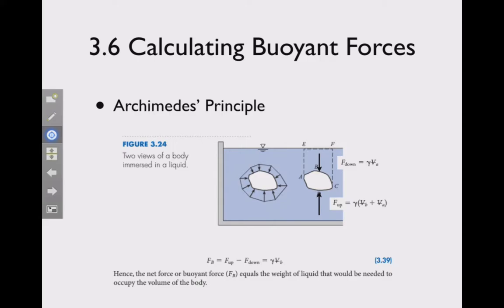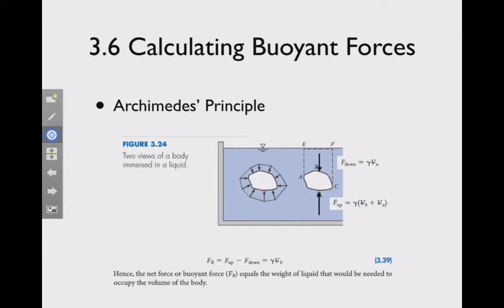So let's take a look at this. Here's a diagram. I've actually enhanced it a little bit with some vectors. I'll get to that in a minute. But let's take a look at the left-hand side first. There's a couple of different ways to look at this. And so here we have an arbitrary object in the fluid.